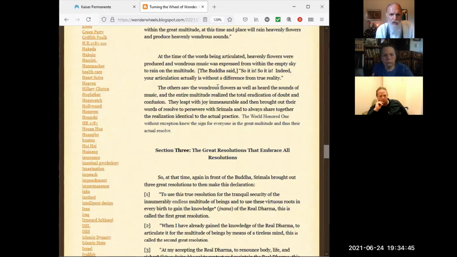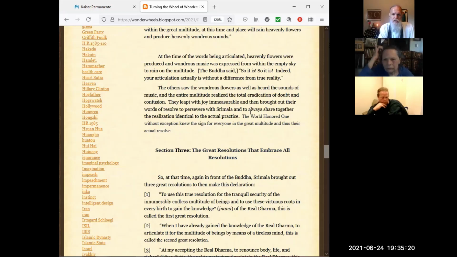The others saw the wondrous flowers as well as heard the sounds of music, and the entire multitude realized the total eradication of doubt and confusion. They leapt with joy immeasurable, and then brought out their words of resolve to persevere with Srimala and to always share together the realization identical to the actual practice. The world-honored one, without exception, knew the sign for everyone in the great multitude, and thus their actual resolve.